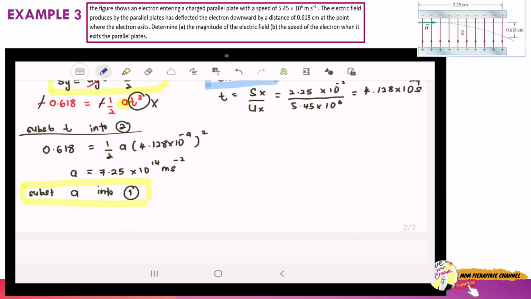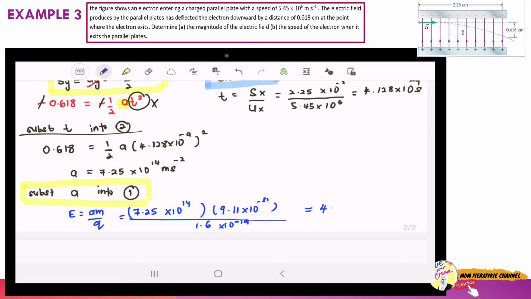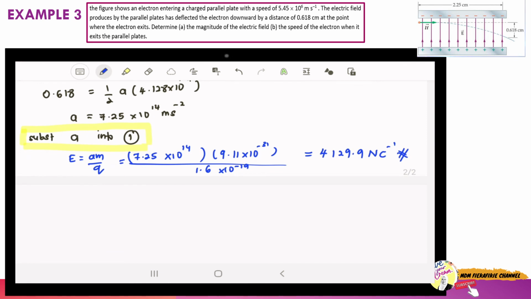So we want to find E equal to am over q. A we got just now is 7.25 exponent 14 times the mass of the electron, 9.11 exponent negative 31, and q is the charge of the electron, 1.6 exponent negative 19. Therefore, the magnitude of the electric field is equal to 4129.9 Newton per Coulomb. So we finish part A, and how about part B?